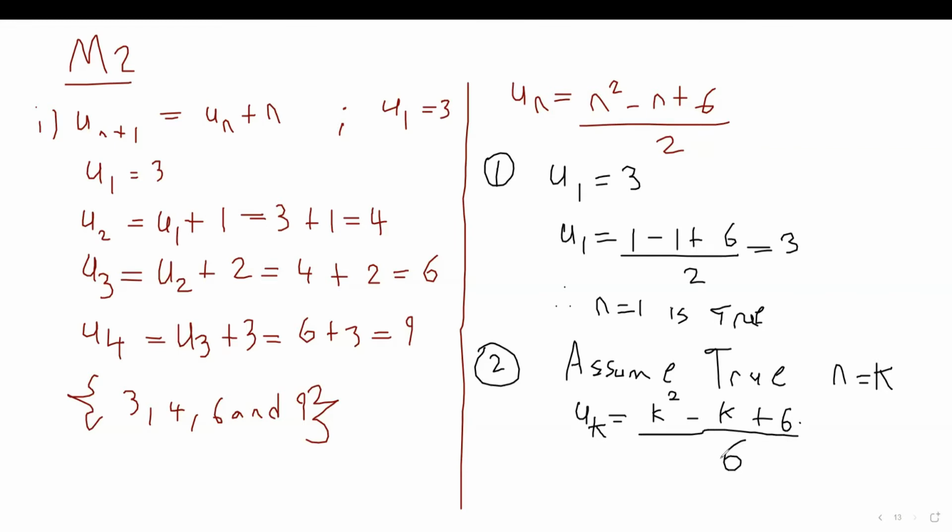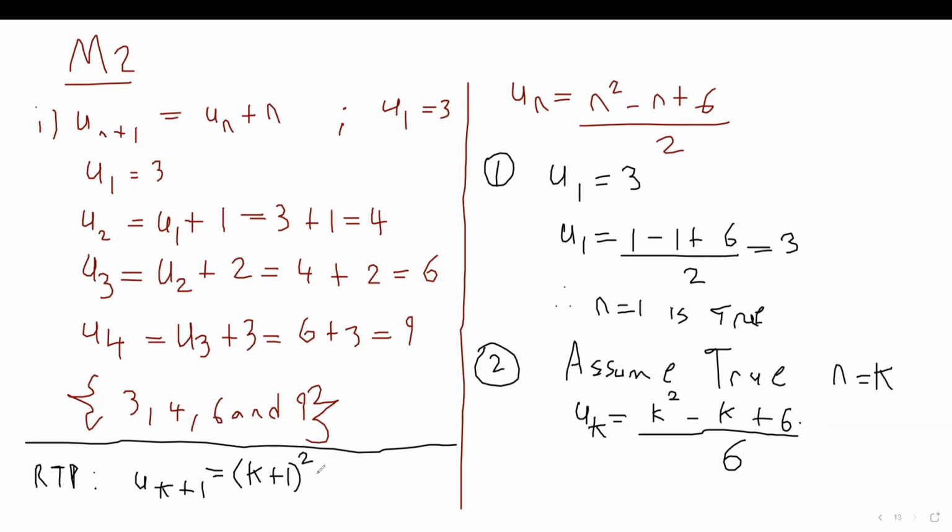All right, this is what we're assuming to be true. Now, Marika, let's write down what we're required to prove. I'm just going to write it right here in the corner. We're required to prove that u_(k+1), replacing n with k plus 1, is (k plus 1) all squared minus (k plus 1) plus 6, over 2. This is what we're supposed to prove, right?